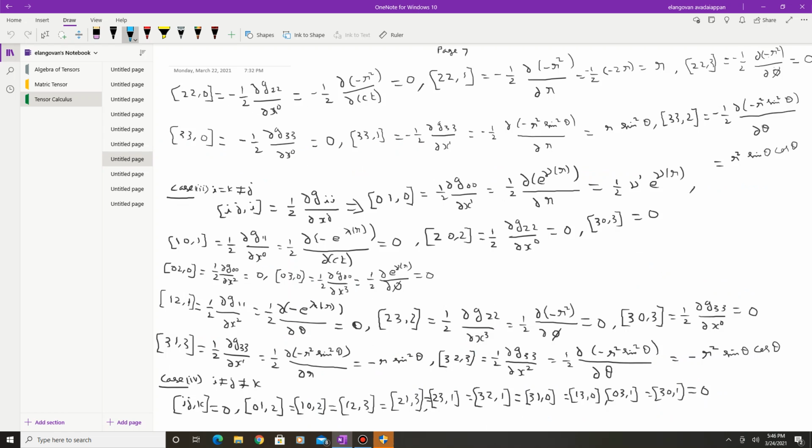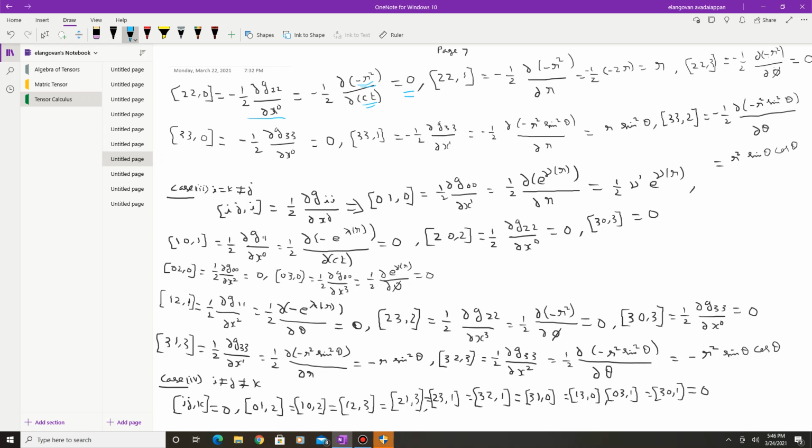The next case, 2 2 0: i is equal to j is equal to 2, k must be 0. Again using this definition, that can be expressed by minus half partial d g22 by partial d x0. x0 is ct, and here g22 is minus r square. So if you differentiate, this will be 0.